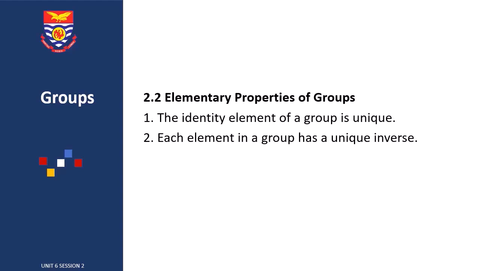That's the first one. It's just basic. So the identity element for a group is actually unique. I'm sure you can prove this one. And then the second one: each element in the group has a unique inverse. A unique inverse. So simple. And we have already gone through this, so I leave it to you as a proof.